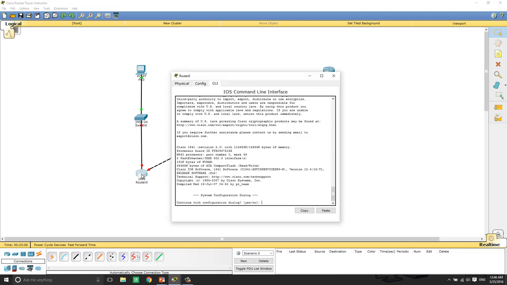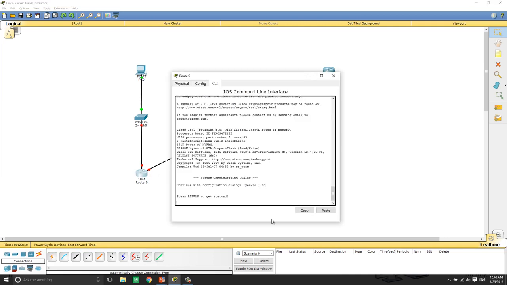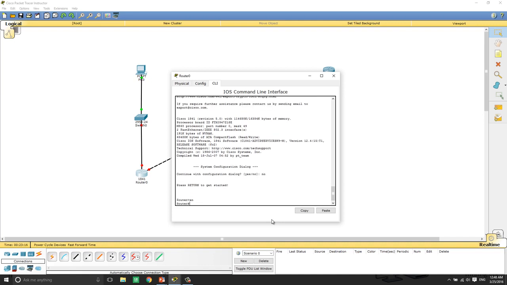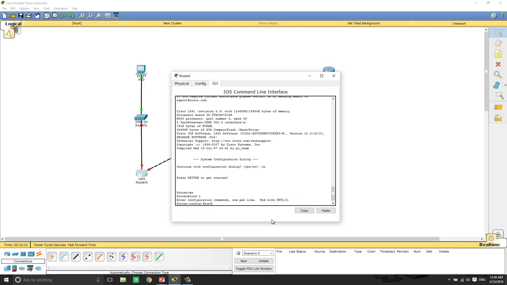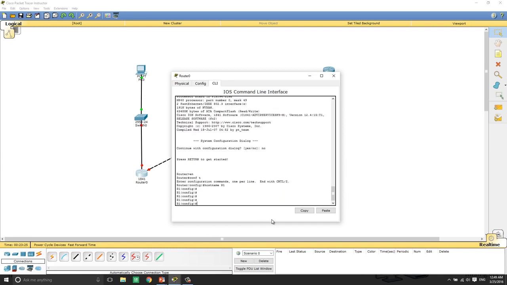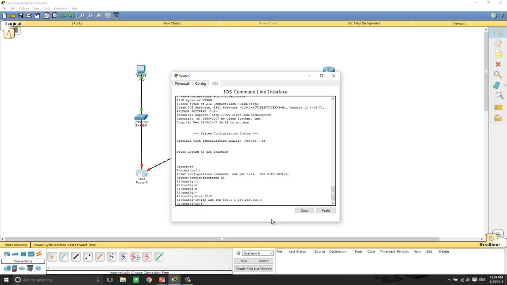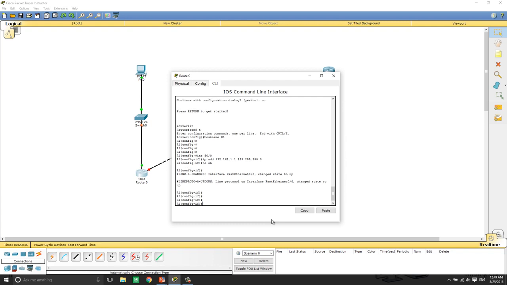Alright, next we'll put the configurations on these devices. So let's go into the router, configure terminal. First let's give it a host name, R1, right? Interface F0/0, IP address 192.168.1.1 255.255.255.0, right? This is how you configure an IP address on the interface. And then we need to do no shut, right? And you see that this turned green.